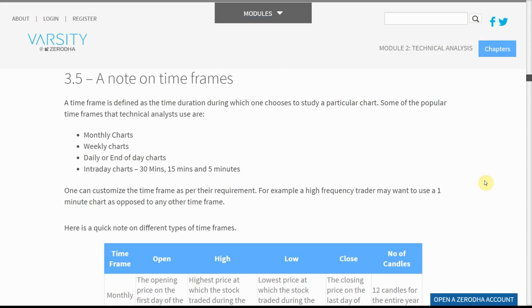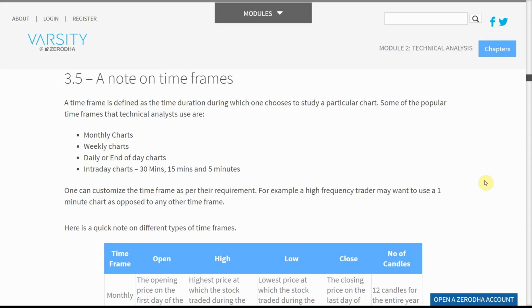A note on time frames. A time frame is defined as the time duration during which one chooses to study a particular chart. Some of the popular time frames that technical analysts use are monthly charts, weekly charts, daily or end-of-day charts, and intraday charts: 30 minutes, 15 minutes and 5 minutes. One can customize the time frame as per their requirement. For example, a high-frequency trader may want to use a 1-minute chart as opposed to any other time frame.